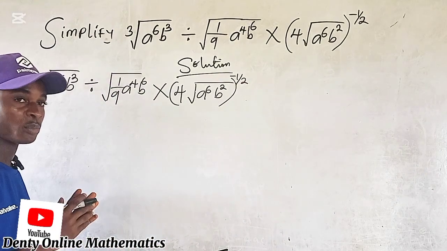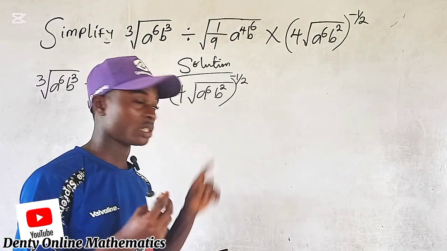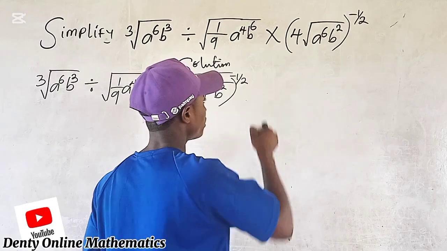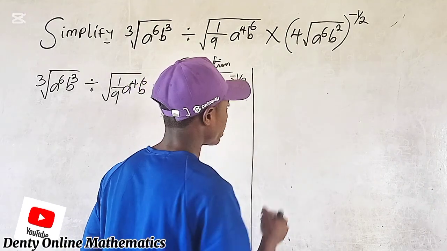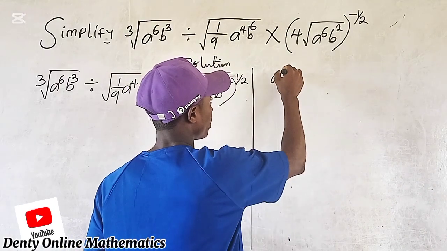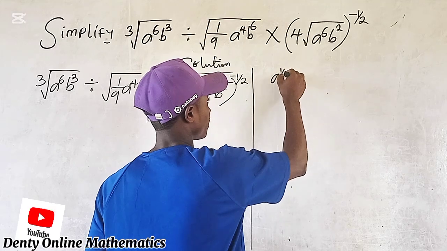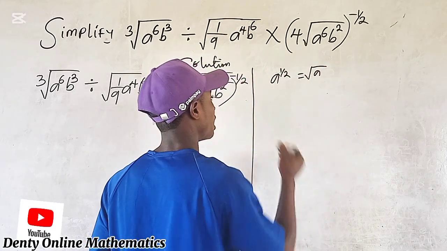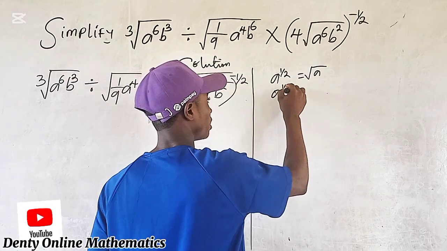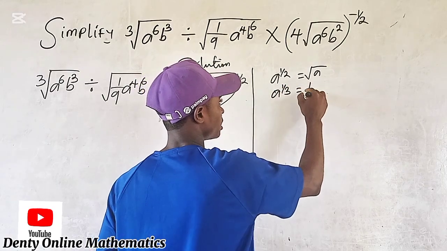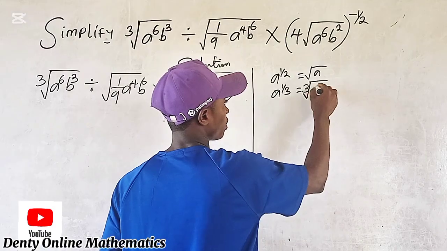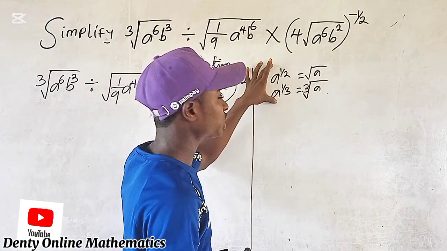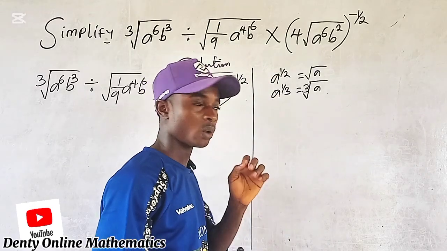Now this is very simple. I'm going to use the laws of indices to break it down. We need to know that if we have a raised to the power of half, this is the same thing as the square root of a. And if you have a raised to the power of 1 over 3, this is the same thing as the cube root of a. This is known as the fractional index law.